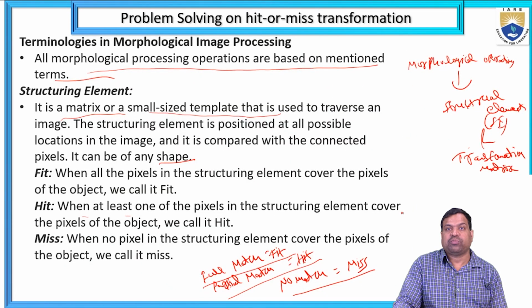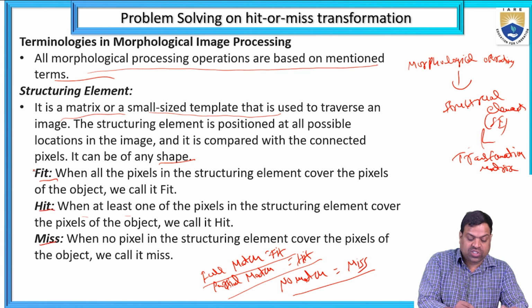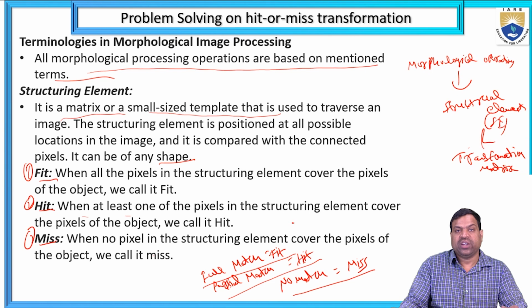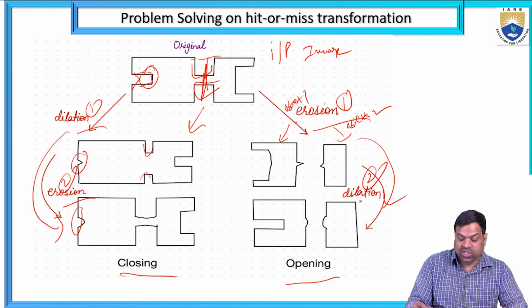And what are the terminologies of morphological image processing? The morphological operations are based on the mentioned terms. So what are the structuring elements I'm taking? It is a matrix, a small-sized template that is used to traverse an image. The structuring element is positioned at all possible locations in the image and is combined with the connected pixels. It can be of any shape. If I'm taking fit, hit and miss: fit is nothing but completely covers, hit means partially covering, and no matching means a miss. It is one example of the original image with dilation and erosion, erosion and dilation. It is the output of closing. It is the output of opening.